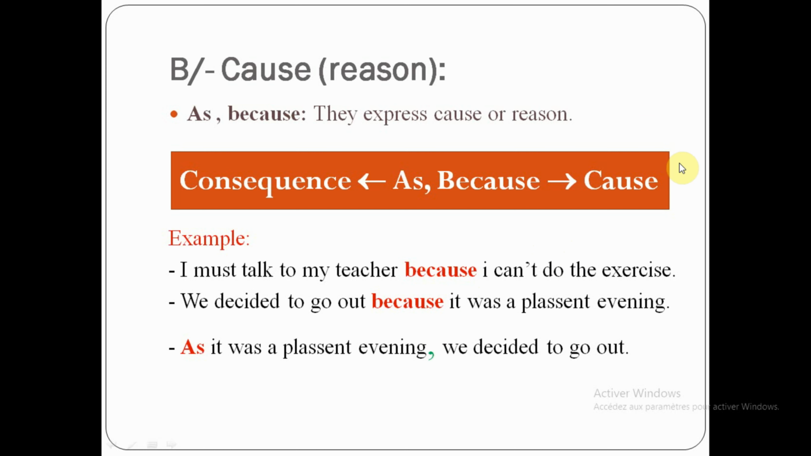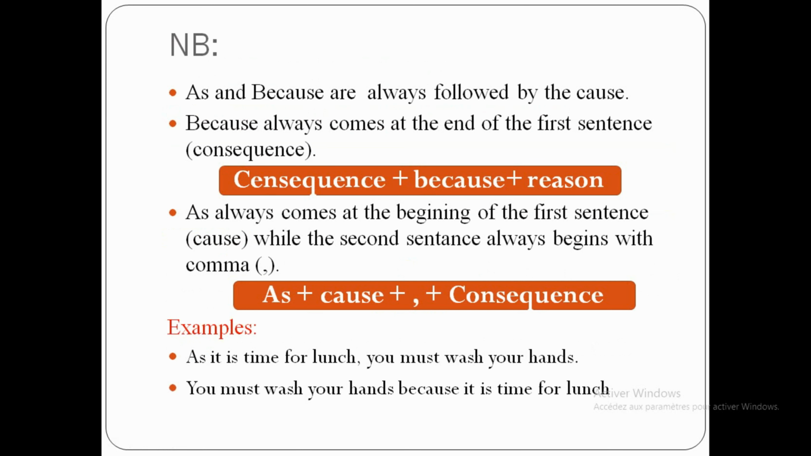So we put as, then our cause, and after it a comma, and we decided to go out, the consequence. Okay? As is always followed by the cause. As it was a pleasant evening, we decided to go out. But here we have a punctuation between the cause and the consequence, which is a comma. I hope that you understood this point here. And now, as and because are always followed by the cause.